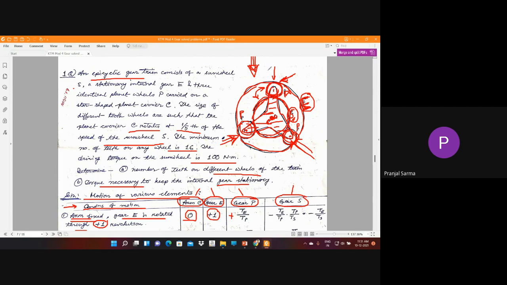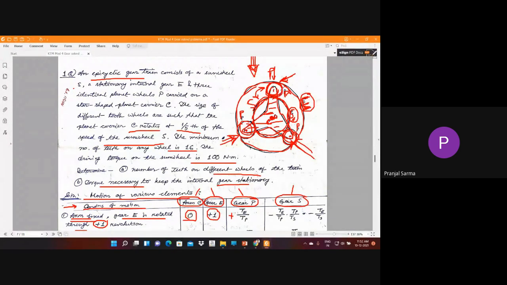The smaller gears are P. This is P. This bigger one, the gear at the center, is S. Are they externally meshed or internally meshed? External, sir. So now in external meshing, what happens if one of these is rotating?